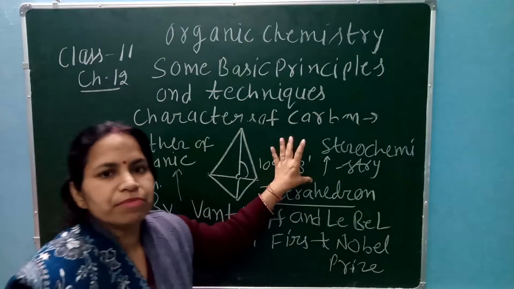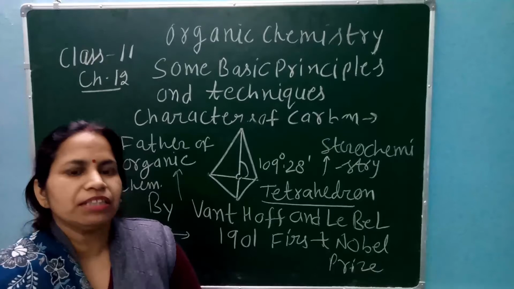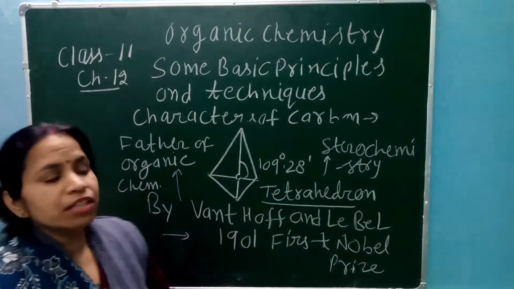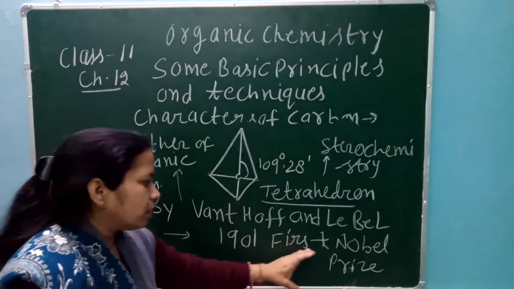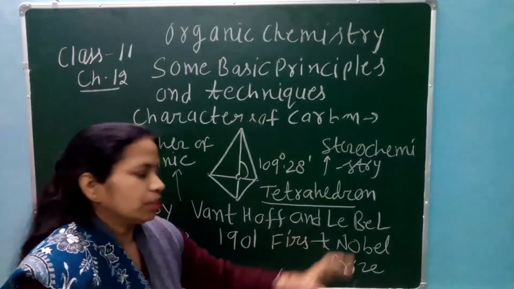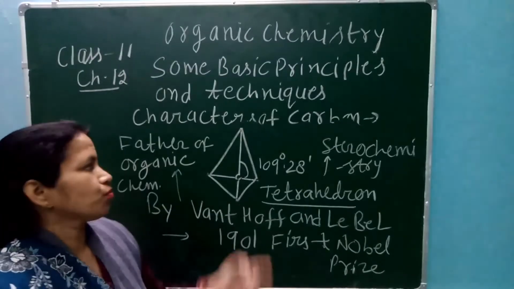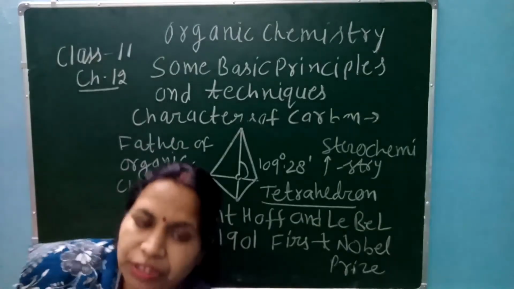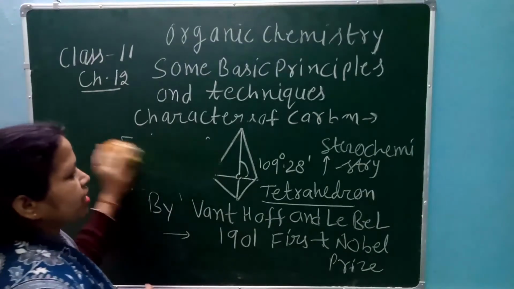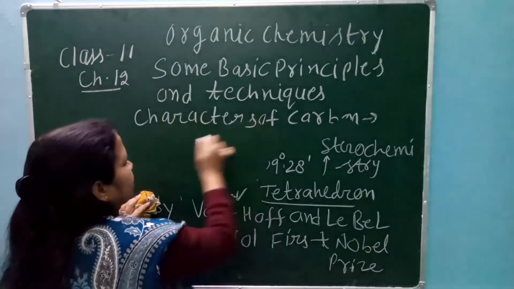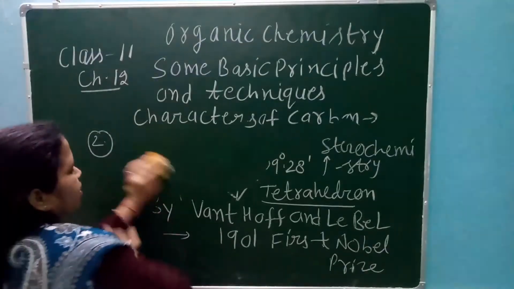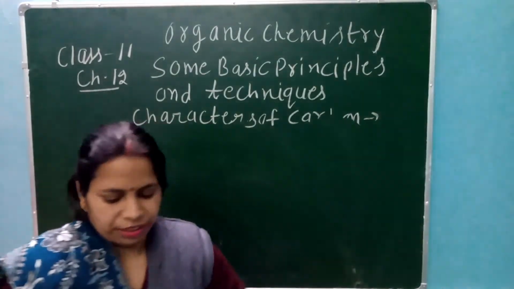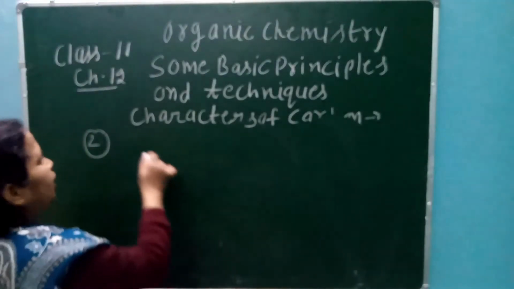Clear? Are you getting my point? Carbon is tetravalent, and the tetrahedron structure was found out by the scientist van 't Hoff, and he got the first Nobel Prize in chemistry in 1901. So he is the father of organic chemistry. Clear? Now next point. The next characteristic of carbon is, what is the next characteristic? Catenation power. Write down the next point. Catenation.